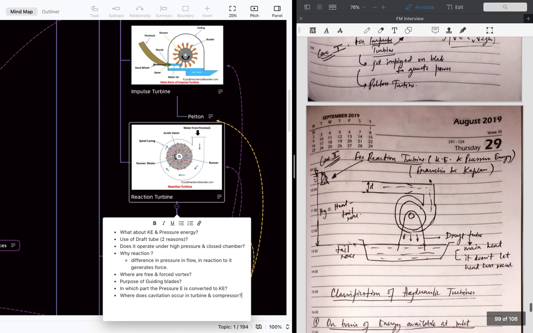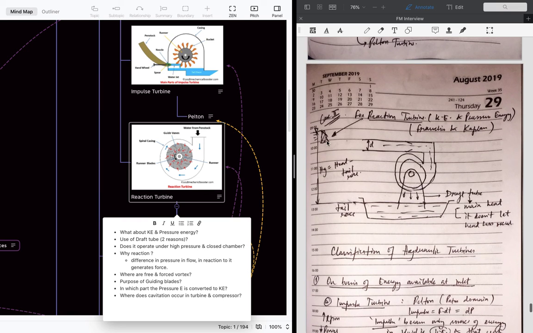But in the reaction turbine, there are both things: kinetic energy and pressure energy. And there are some examples like Francis turbine, Kaplan turbine, and the impeller. What happens is that this is the dam, this is the head race here, and the gross head for the reaction turbine will be calculated from the head race till the tail race, because this is where the water is released completely. This is how it's calculated.